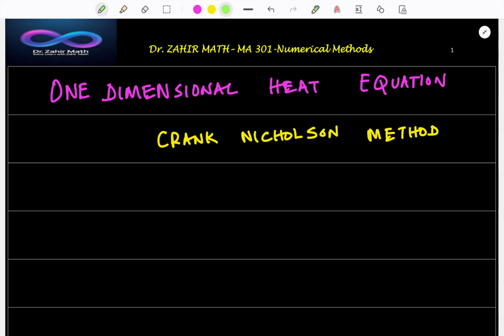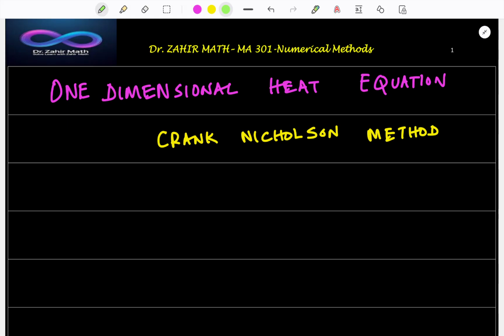Why is it so special, teacher? Because it gives more accuracy and it remains stable even when the step size changes. Engineers use it in heat transfer, chemical reactors, and real-world simulations. Let's learn it in a simple way and solve a practical problem step by step. Let's start the Crank-Nicolson method.